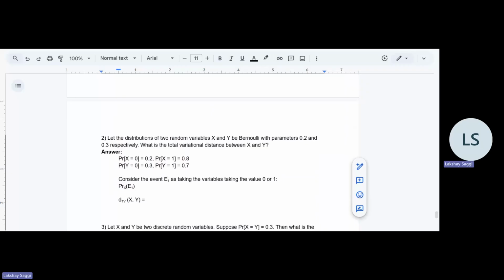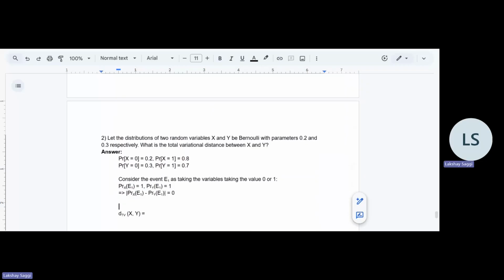Probability with respect to the random variable x for the event even, where the variable takes the value 0 or 1, is just 1. And similarly, probability with respect to the variable y is also just 1. So this won't actually serve the purpose. Probability of x of even minus probability of y of even is actually just 0.